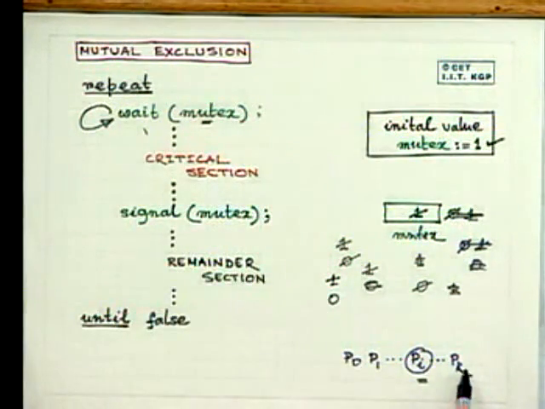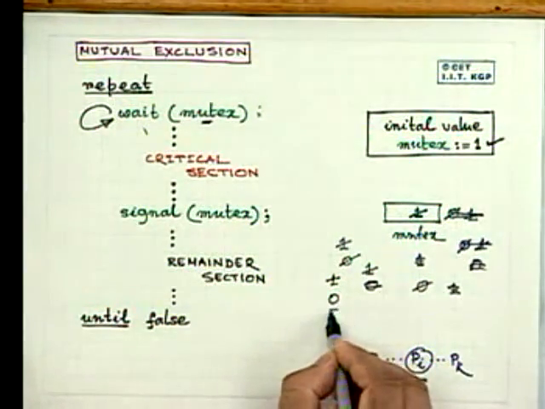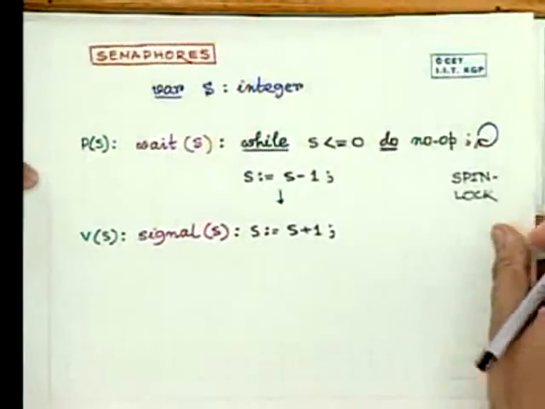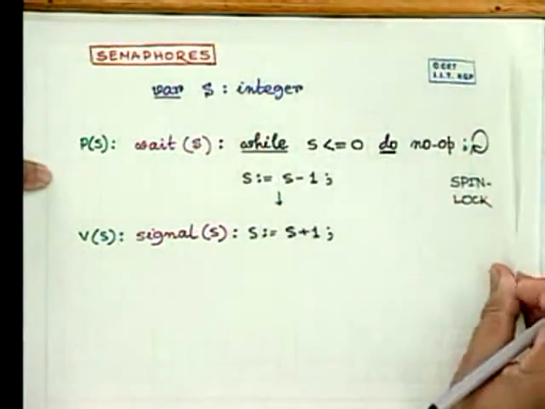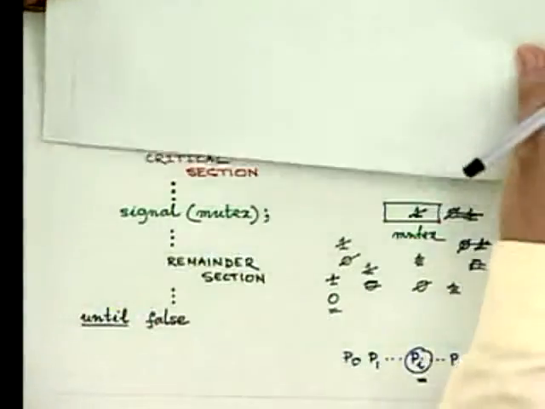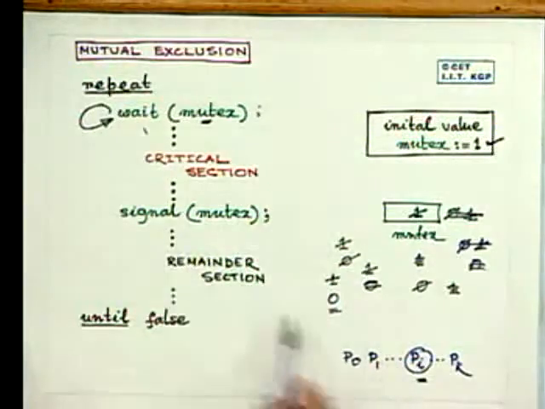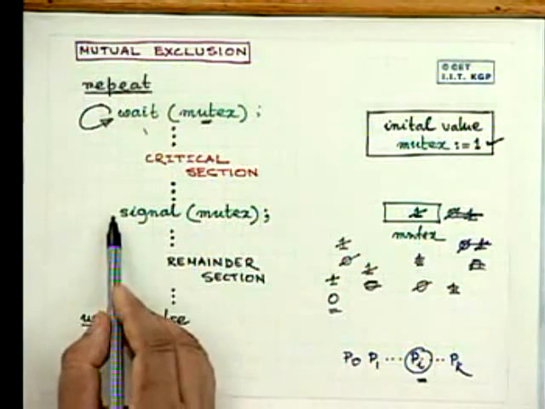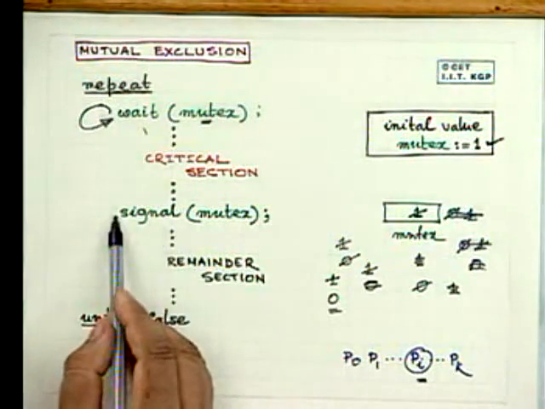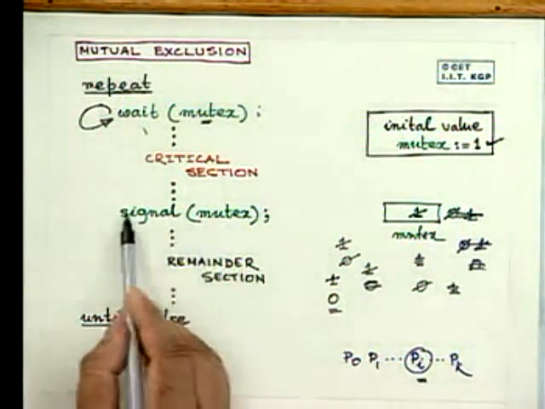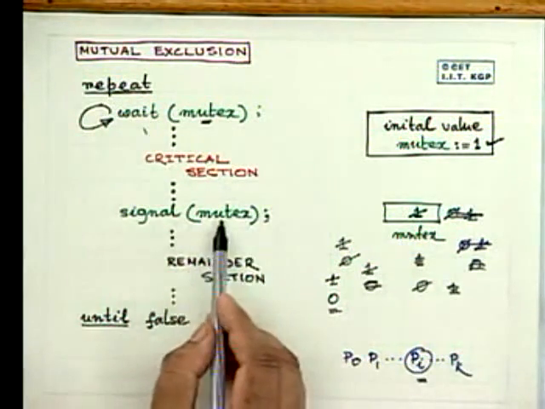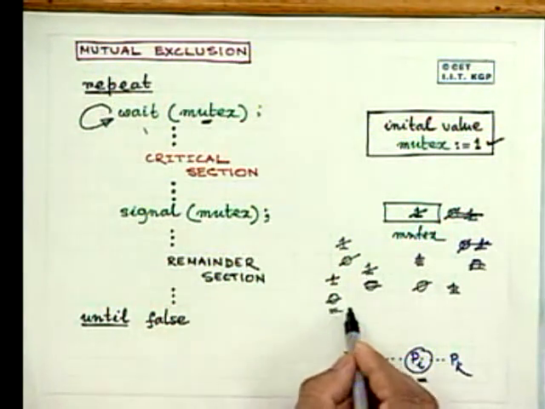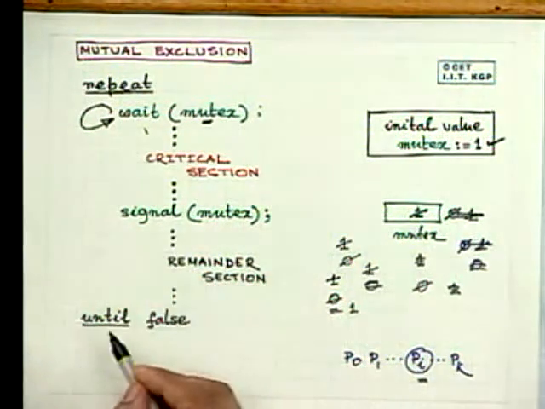All other processes, from P0 to Pi minus 1 and Pi plus 1 to Pk, will now find the value to be 0, and therefore will spin lock here. Now, when the process Pi, after execution of the critical section, wants to come out, it will execute the exit section, which is signal mutex. Then it will increment the value to 1, and it will enter the remainder section.